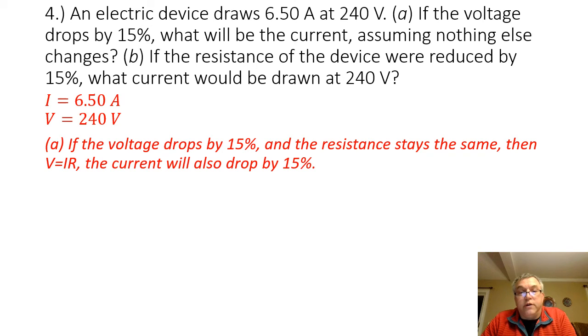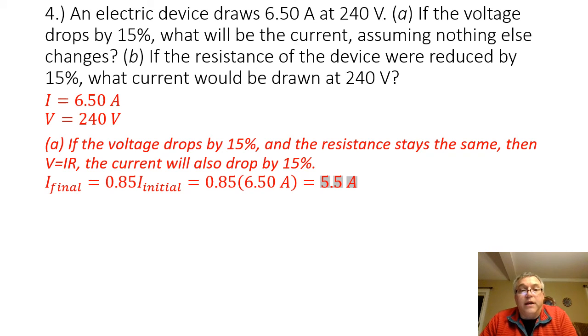So decreasing by 15% is the same as multiplying by 0.85. So my final current is going to be equal to my initial current times 0.85. 0.85 times 6.5 amps is going to give me 5.5 amps.